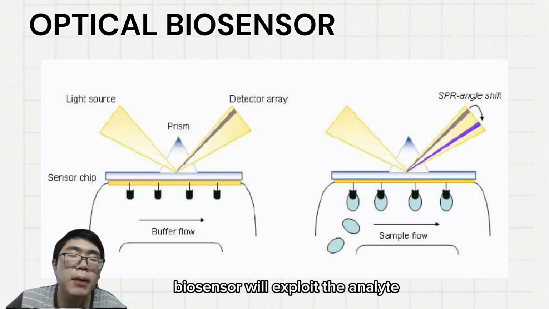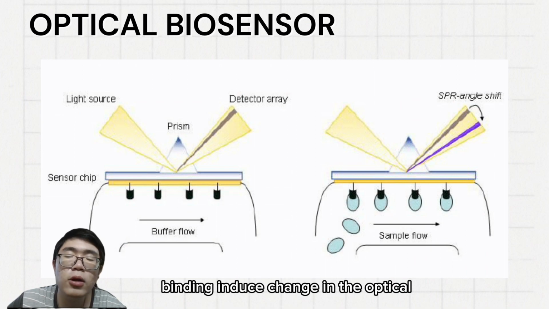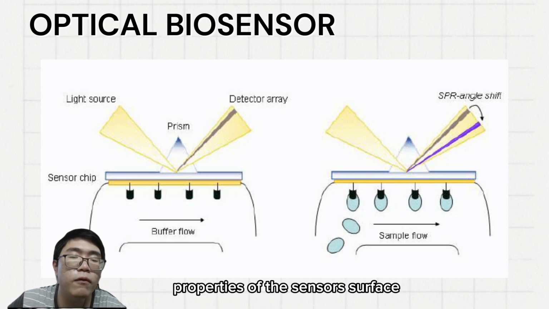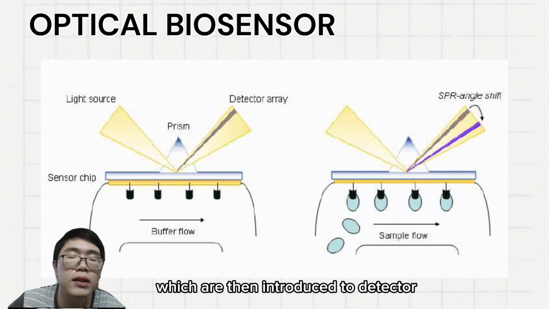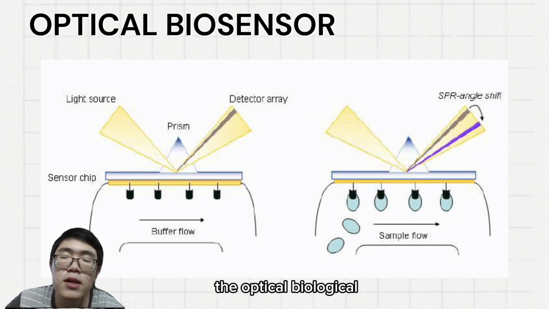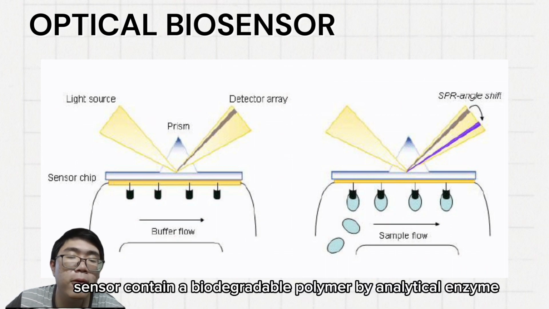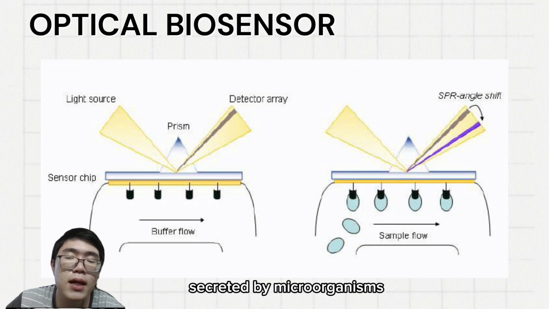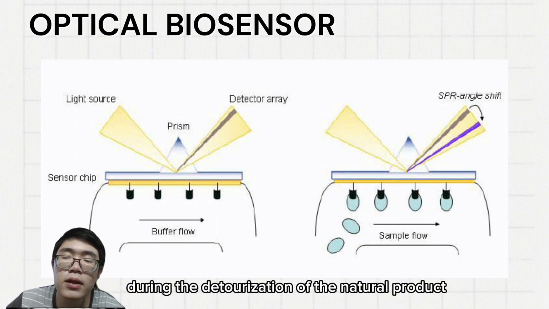First, optical biosensor will exploit the analyte binding induced change in the optical properties of the sensor surface, which are then transduced to a detector. The optical biological sensor contains a biodegradable polymer degraded by analytical enzymes secreted by microorganisms during the deterioration of the natural product.